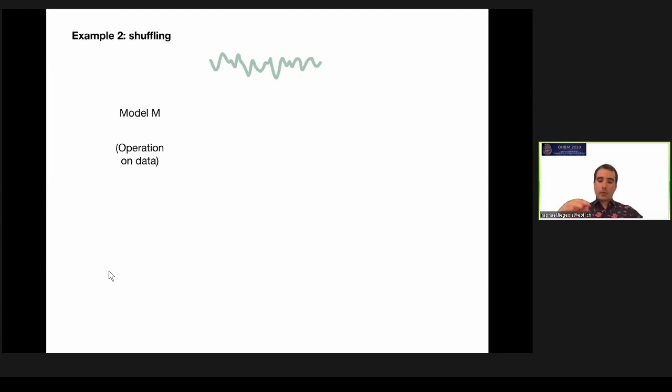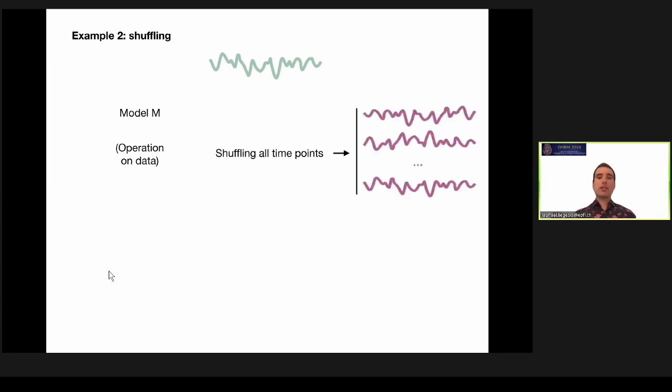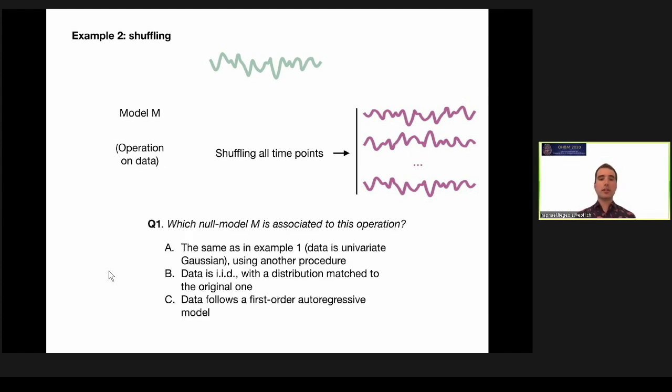So what happens when we generate surrogate data by shuffling all the time points? For those who are a bit familiar with the null model testing literature, this is a very common procedure. But what exactly are we doing in this case? So this will be a first question that I invite you to think of for a few seconds.